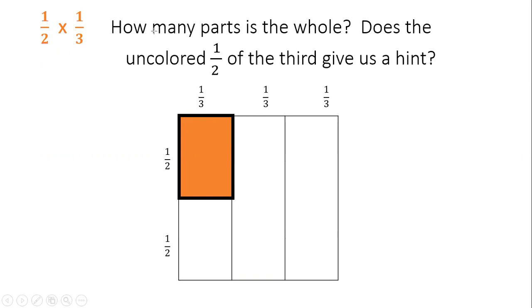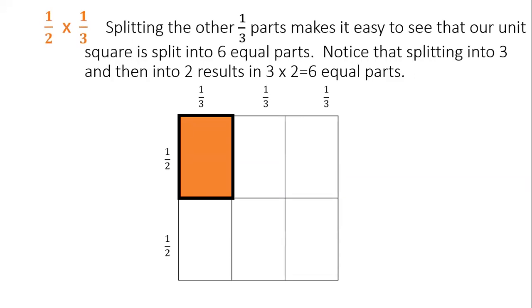How many parts is the whole? Does the uncolored half of the third give us a hint? Splitting the other 1/3 parts makes it easy to see that our unit square is split into 6 equal parts. Notice that splitting into 3 and then into 2 results in 3 times 2, which is equal to 6 equal parts.